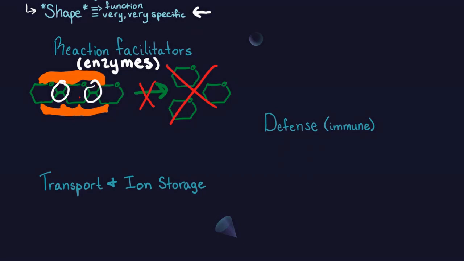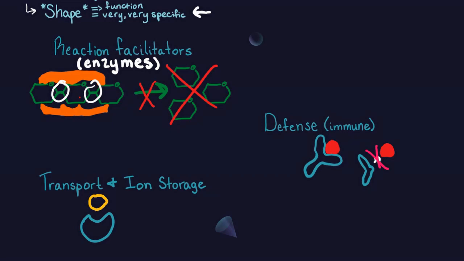For defense, right? We have antibodies. You've probably heard a lot about those recently. Antibodies are a type of protein which bind to foreign molecules, such as a virus particle, right? If the antibody is the wrong shape, it will not bind to the viral particle. It can't. It doesn't fit. And if that happens, then the antibody can't aid our immune system. If a protein is responsible for transport or storing molecules, it must first be able to perfectly bind with that molecule. If the shape is wrong, then this can't happen, right? And therefore it can't function.